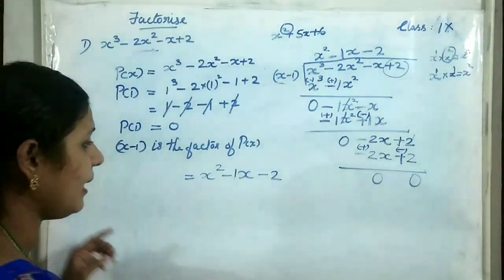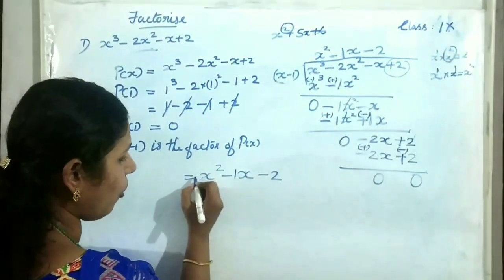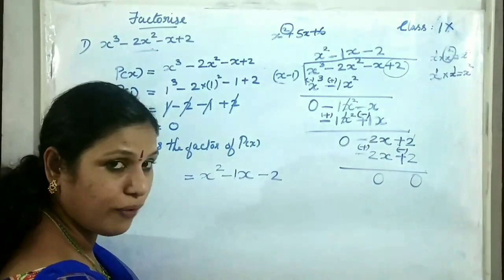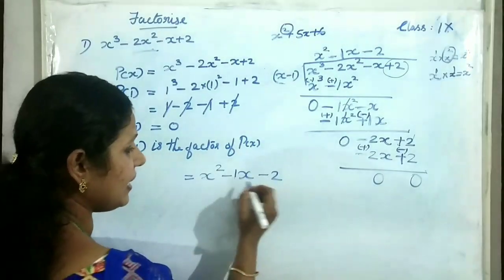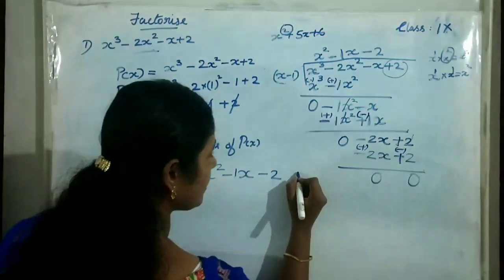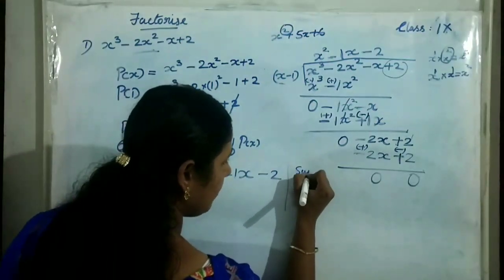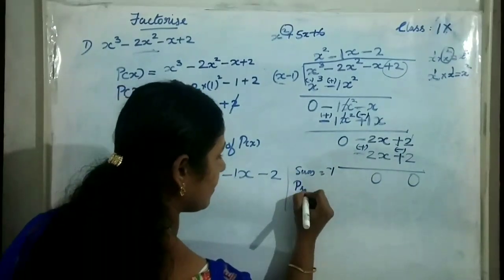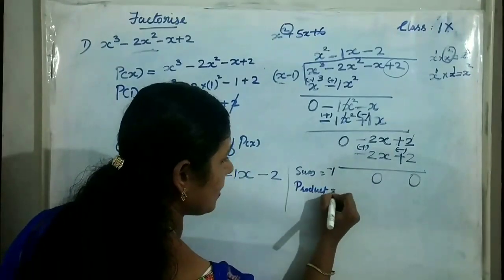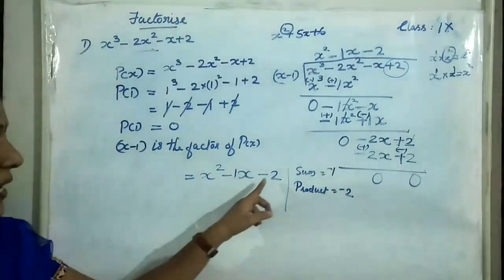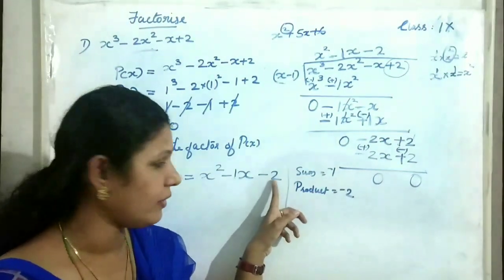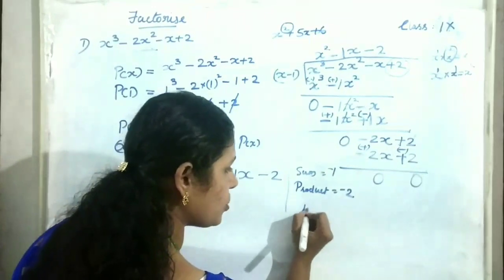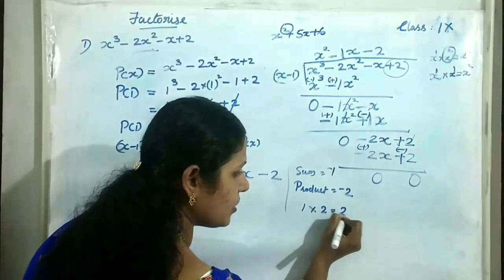Okay. So how to get this? Here the coefficient is 1. And its degree is 2. So it has two factors. And how to get this? Here the sum is minus 1 and the product is minus 2. Here the number is 2. So how to get the 2? 1 into 2 is 2.